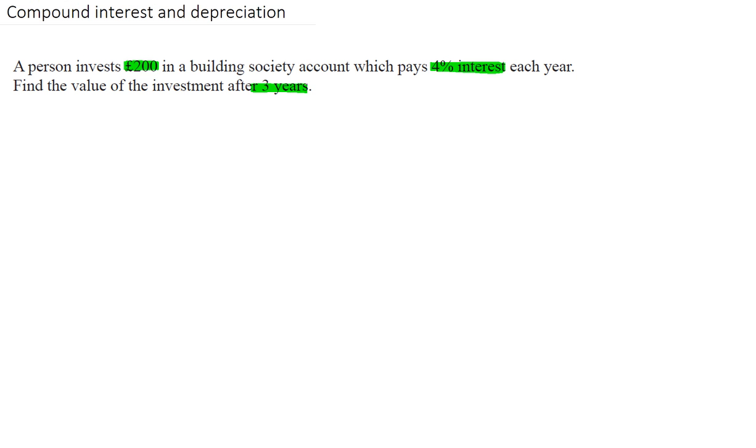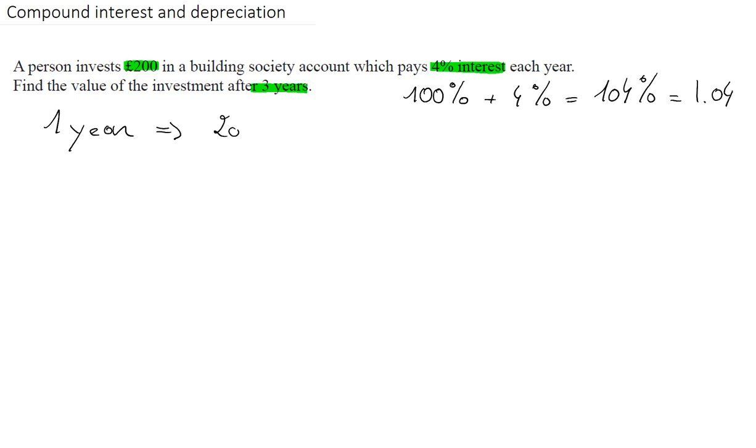Alright, let's have a look. We already know if we want to increase a number, the original 100% is going to be increased in this case by 4. So 100 plus 4 is 104%. And I'm going to use the multiplier to actually increase my original number. So after 1 year, I'm going to have 200 times 1.04, and that is 208 pounds. So that's what you get after 1 year of investment. Question is, find the value of the investment after 3 years.